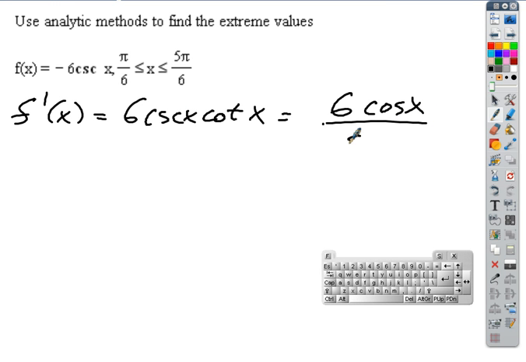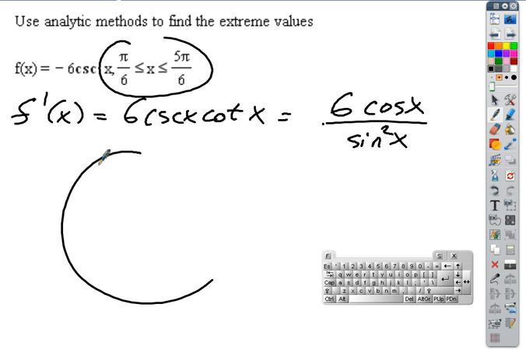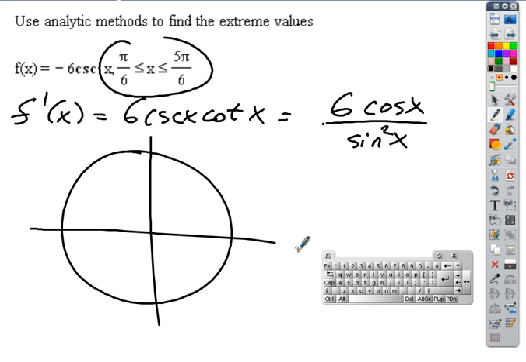If I look at a unit circle, where are we going there? From pi/6, that's right there, up to 5pi/6, is right there, right? Everybody agree? So that's the interval that we're going to check. Those are the intervals you use there? Well, from pi/6 up to 5pi/6.